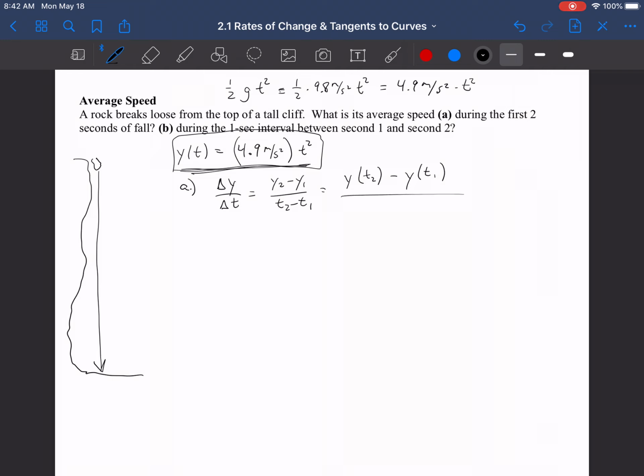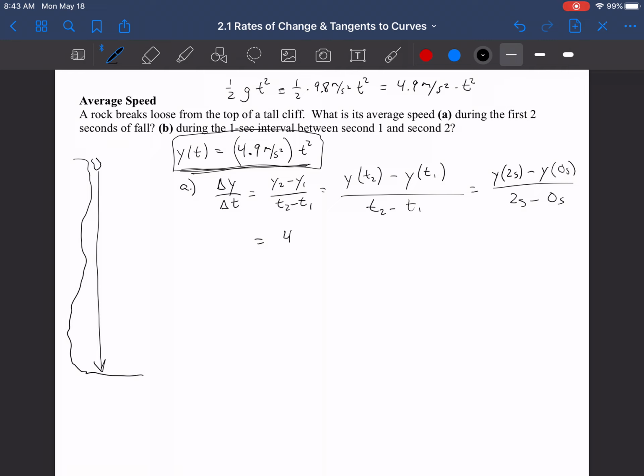divided by t2 minus t1, and then basically what that's going to be is y of 2 seconds minus y of 0 seconds over 2 seconds minus 0 seconds. Be sure to always include your units when you do these. Very important. Okay? And so that's what our t1 was and t2 was, because it started our timer. We started right when the rock broke loose, and then we wanted to know what its average is during the first 2 seconds. And so we go back and plug this in.